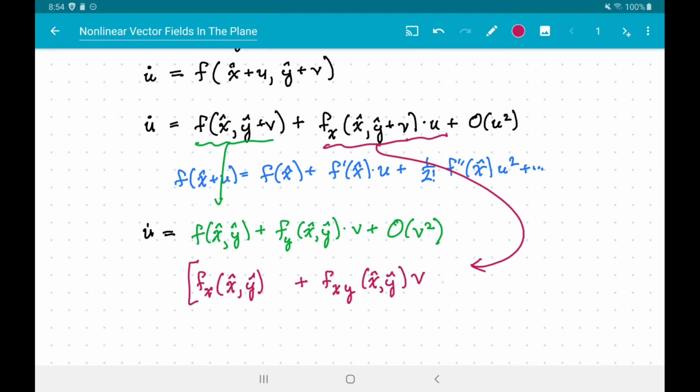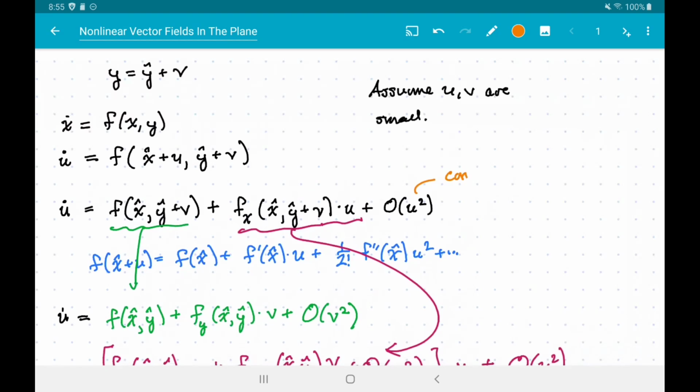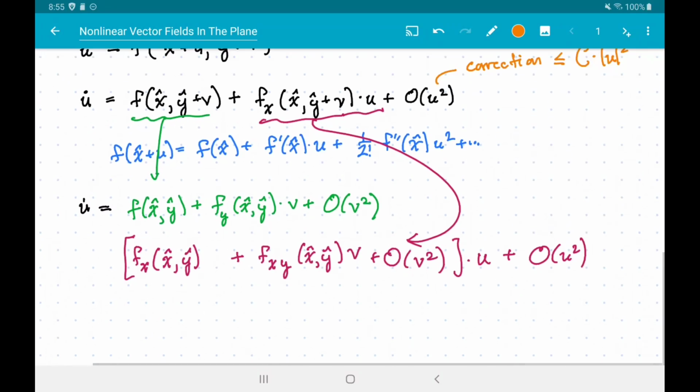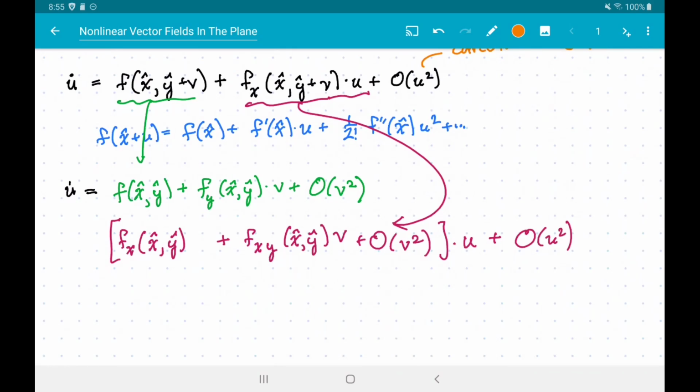Okay, let me make some space here. By the way, the big O term you're seeing here means terms that are bounded in magnitude by u squared. In other words, some kind of correction that is less than or equal to some big constant times the absolute value of u squared. And the big O of v squared is the same thing, a correction that's bounded by some constant times the size of v squared.